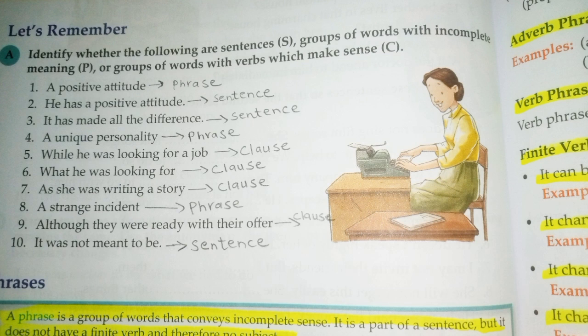Sentence number 9, they were ready with their offer. This is a clause. It has a subject they and a verb were, but the thought is left hanging. The last sentence is it was not meant to be. This is a sentence. It has a subject it and the verb was. Even though it's a short common expression, it is grammatically complete.